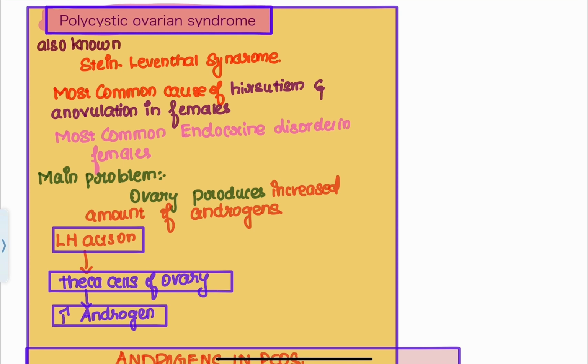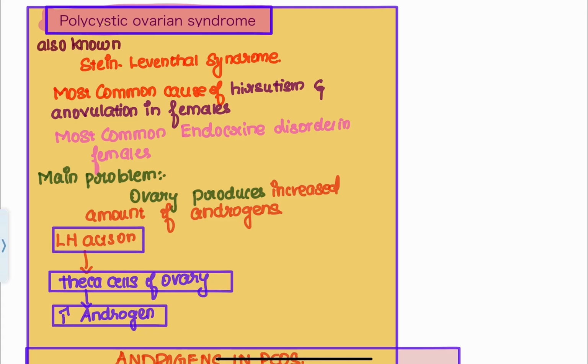As the name suggests, polycystic ovarian syndrome, the pathology in this syndrome is actually in the ovary. So what is the problem? The ovary produces an increased amount of androgens. You may have the doubt whether androgens are produced in females. Yes, similar to males, androgens are also produced in females, but only in a little amount, not in an amount equivalent to a male. In females, the production of androgen is comparatively lesser than in males.